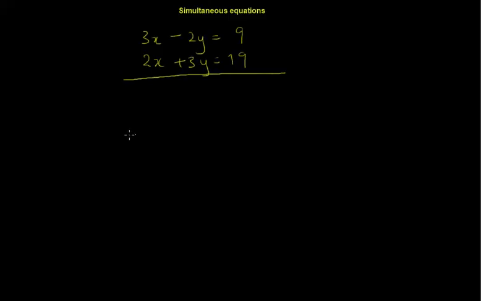Welcome to Simultaneous Tutors. In this video I'm going to show you how to solve simultaneous equations using the elimination method. So the first thing we need to do is to try and make the coefficient of x the same. In this example it's different and there's nothing that we can multiply 3 to make 2 or vice versa in order to make them the same.